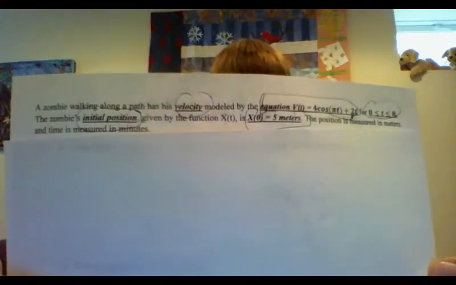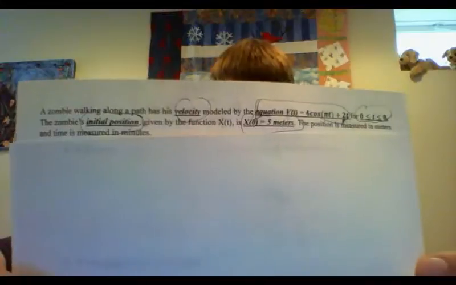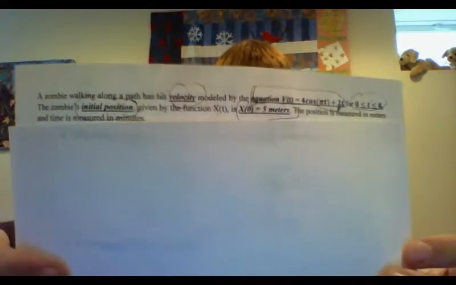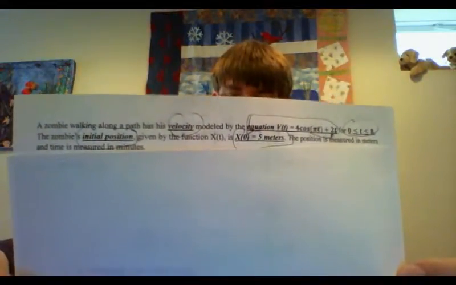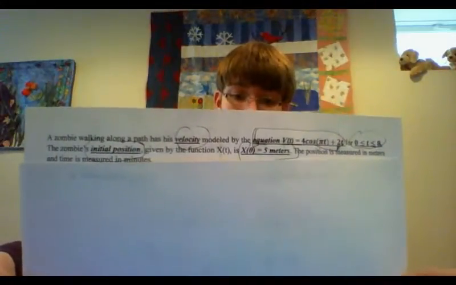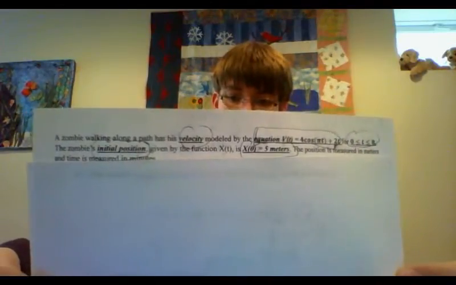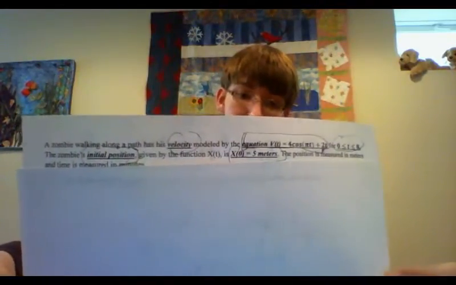A zombie walking along a path has its velocity modeled by the equation v of t equals 4 cosine pi t plus 2t for 0 ≤ t ≤ 8. The zombie's initial position, given by the function x of t, is x0 equals 5 meters. Position is measured in meters and time is measured in minutes.